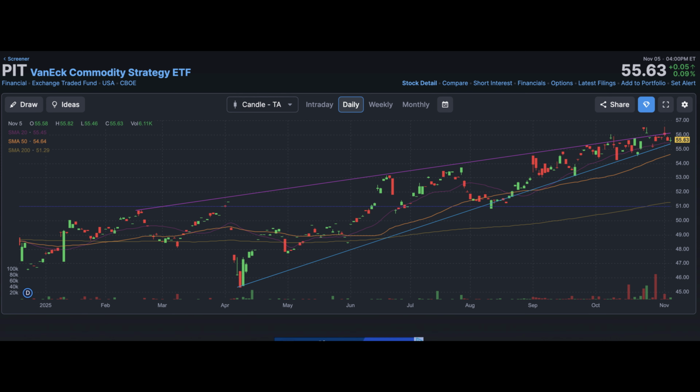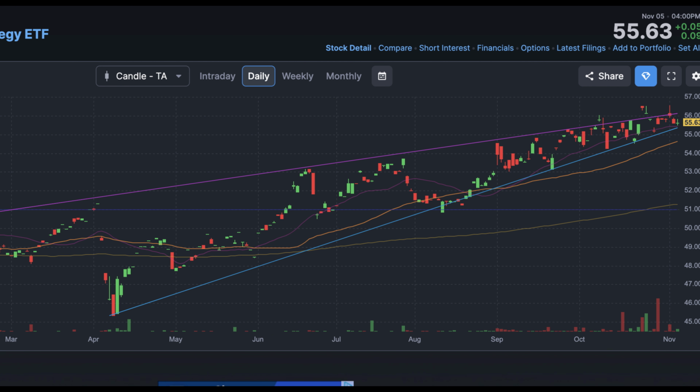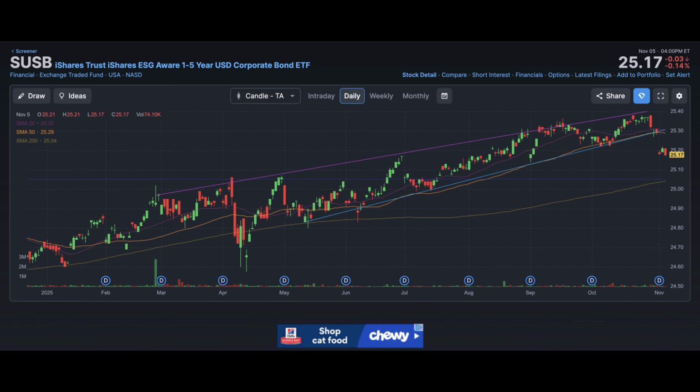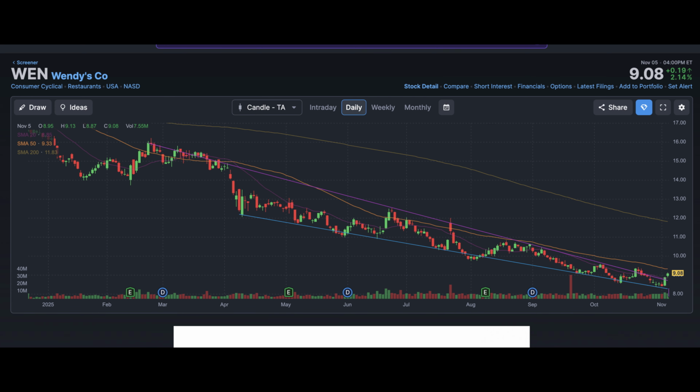Here's a couple examples. This example with the stock ticker symbol PIT is an example of a rising wedge over 8 months. Now, looking at this could be an example of a bearish sign if it breaks below this support line. SUSB is another example in which the stock broke below the trend support line, indicating a bearish drop. Wendy's, WEN, is an example of a falling wedge where the price tightened up, then broke through the resistance trend line of the downtrend. This could be a bullish sign.